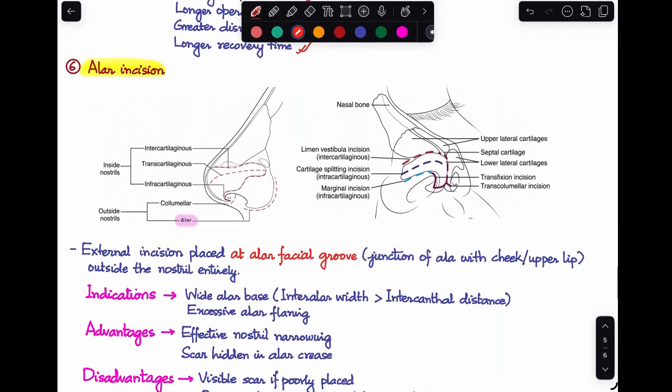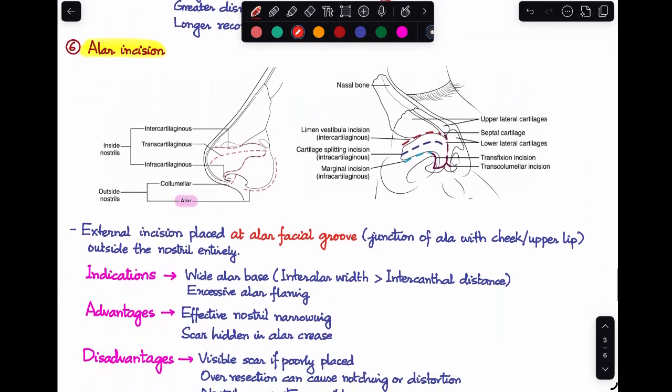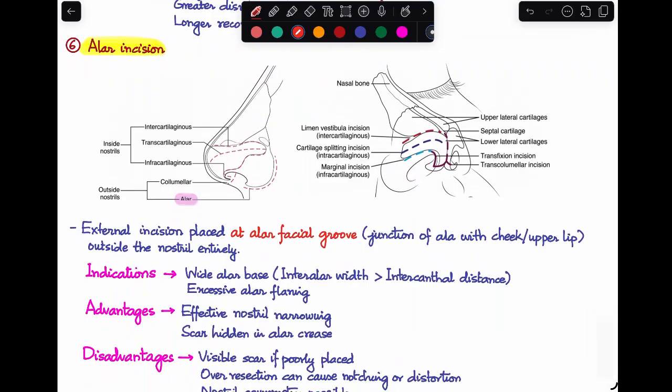Last of all, we have the alar incision. Now this here is the alar incision. The alar incision is an external incision which is placed at the alar facial groove, which is the junction of the ala with the cheek or the upper lip. We are placing the incision outside the nostril entirely. So this is an external incision.